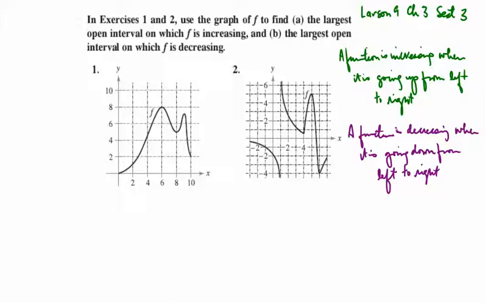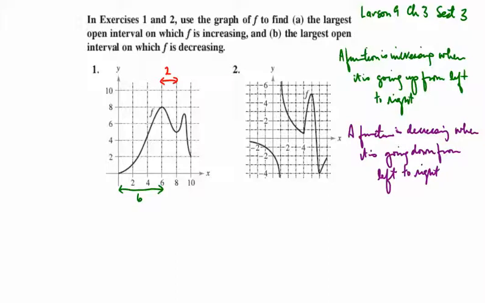So in problem number 1, this looks pretty evident, that the function here is climbing for 6 units of x, and then falling. The widest interval appears to be from 6 to 8, a 2-unit wide interval on which the function is decreasing. From 8 to 9 it's increasing, that's 1 unit, and from 9 to 10 it's decreasing.